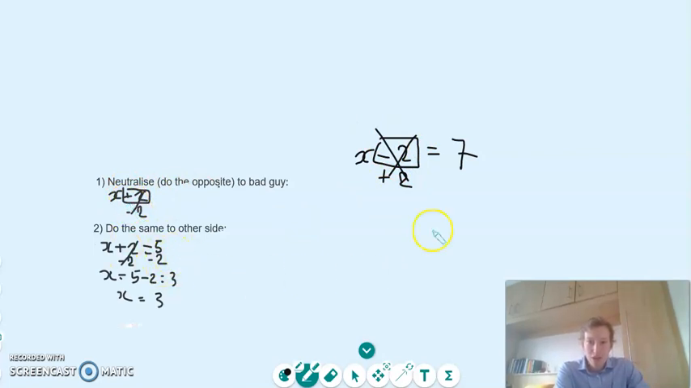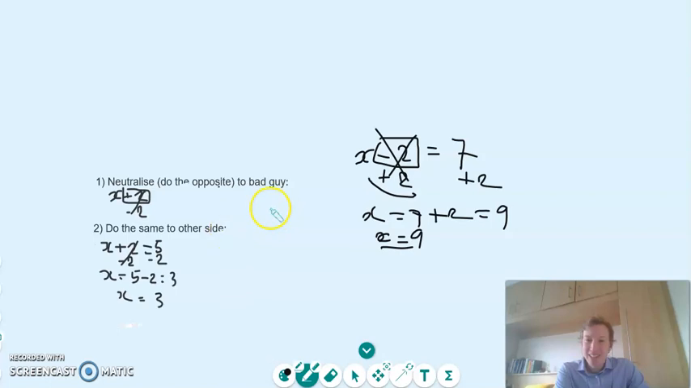And then step 2, do the same to the other side. So we've got a +2 on this side, so we've got to do a +2 on this side. That means x is, remember this is gone, there's nothing left there anymore. x is 7 + 2, and that's 9. So our final answer is x is 9. Note how I write my x's like backwards c's, so they don't look like times signs. Okay, so that's the adding and minusing types of questions.